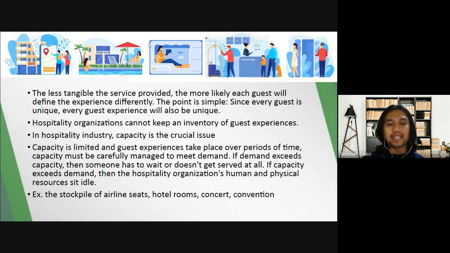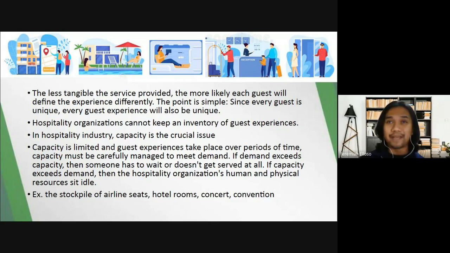Hospitality organizations cannot keep an inventory of guest experience. That is very difficult. In the hospitality industry, capacity is the crucial issue. That's why we have learned in the characteristics of service that service is perishable. Capacity is also limited, and the guest experience takes place over periods of time. Capacity must be carefully managed to meet demand. If the demand exceeds capacity, then someone has to wait or doesn't get served at all. If capacity exceeds demand, then the hospitality organization's human and physical resources sit idle.